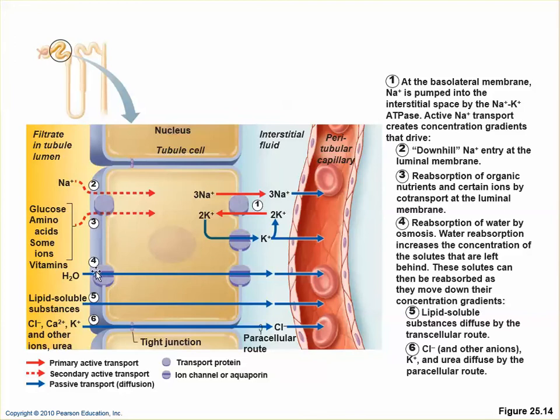This number 4 is an aquaporin. This is the way that water gets through, because water can't pass the lipid bilayer very well, so it needs a channel that will facilitate that, an aquaporin. Now, in the early part of the tubules, the aquaporins are open all the time. Later in the tubules, we're going to see that they open and close based on hormones. They're hormonally controlled. And so we can control how much water gets reabsorbed, making either dilute or concentrated urine, depending on what the body needs.